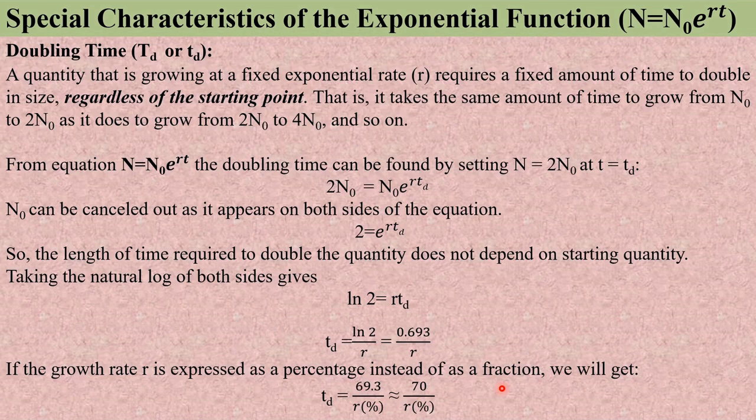near about 70. So from this equation we can find that if a bank gives you 7% interest, then it will take 10 years to double what you have in your account.